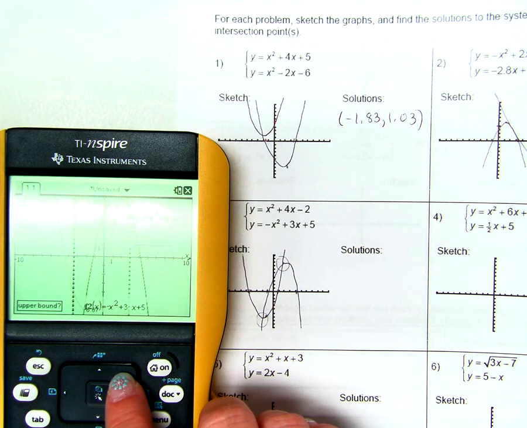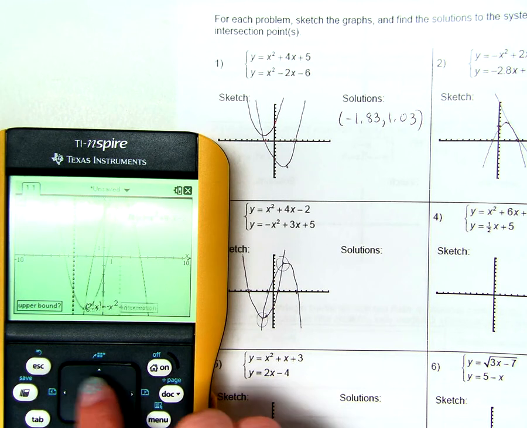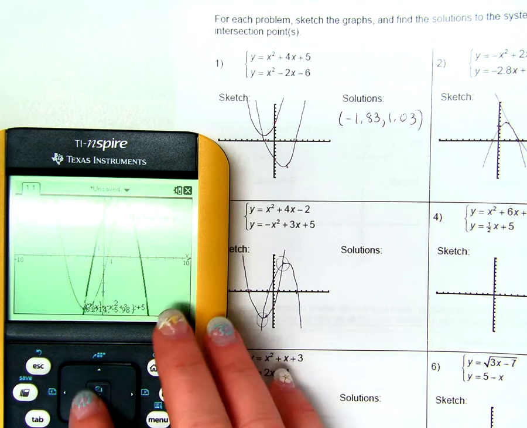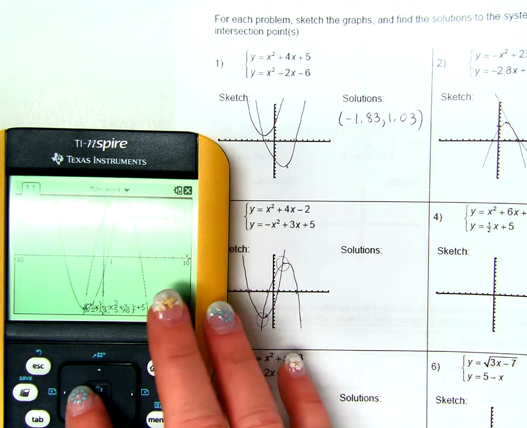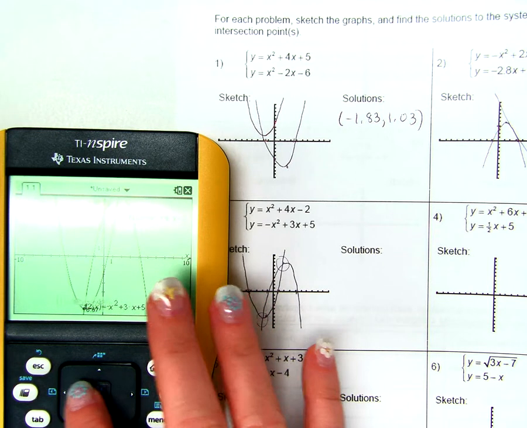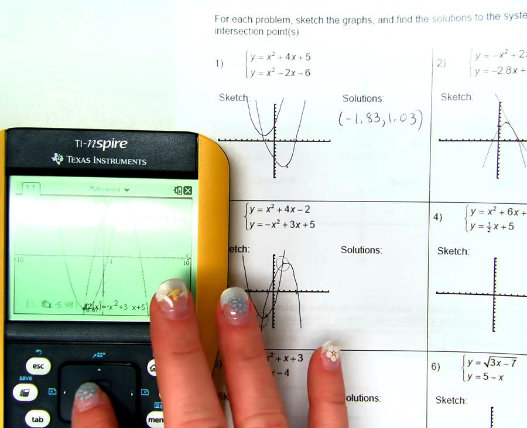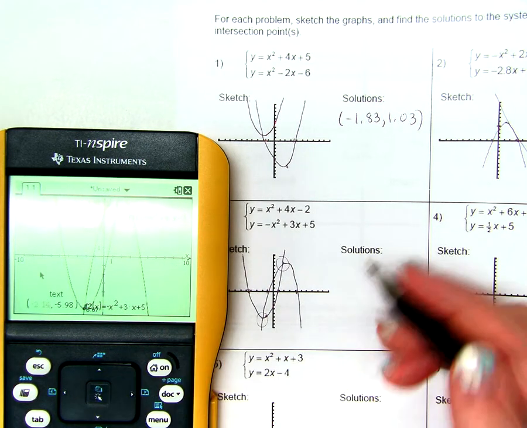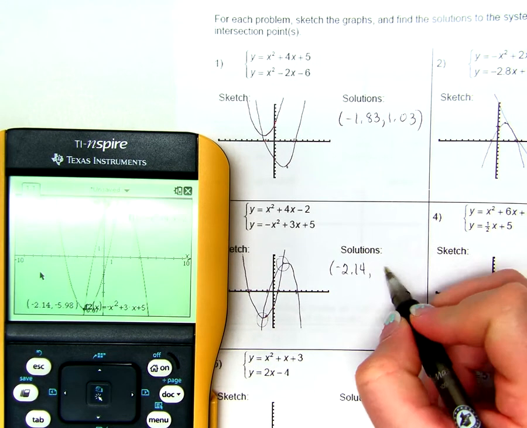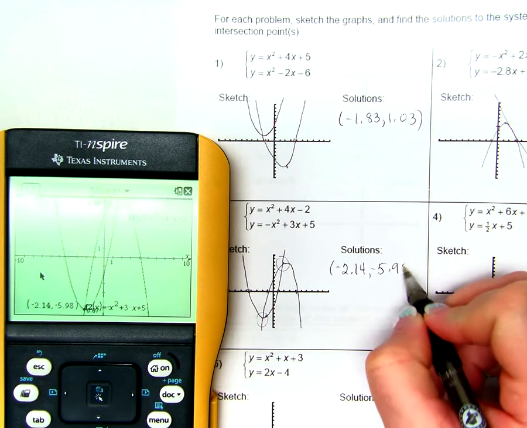It'll find only one at a time. Okay, so we press our middle click to get our intersection, and it's down there in all that mess. So we're going to hit Control and click to get it and scoot it out here so we can see it. Okay, so we know that one of our solutions is negative 2.14 and negative 5.98.